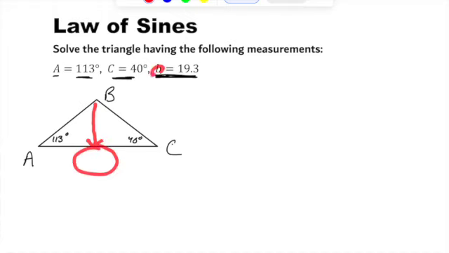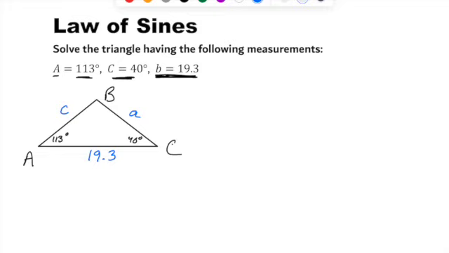Likewise, if we had used lowercase a, that would be right here, a side across from angle A. So this side right here is 19.3. And this missing side is side A, or segment BC. And segment AB across from angle C is usually called side C, lowercase c.